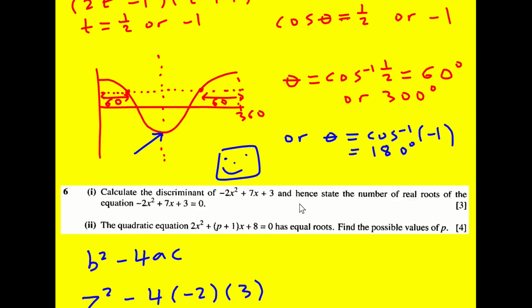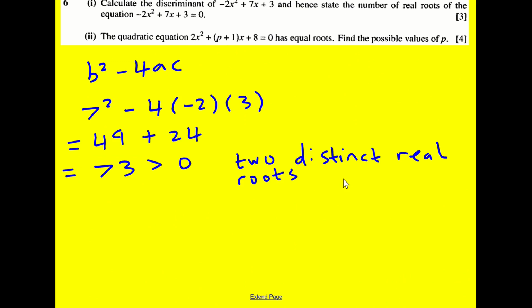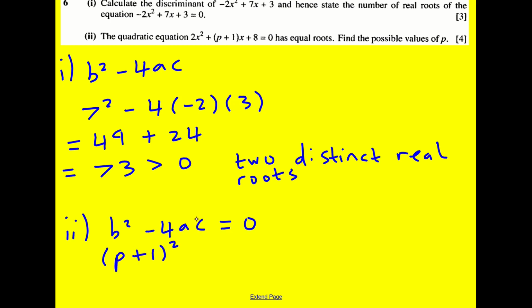That's okay. Right, and then we're told that this quadratic has equal roots. Find the possible values of p. Sorry, that was part 1. Part 2. Right, for equal roots, we get b squared minus 4ac equals 0. So we're going to get p plus 1 squared, that's my value for b, minus 4 times 2 times 8 equals 0.